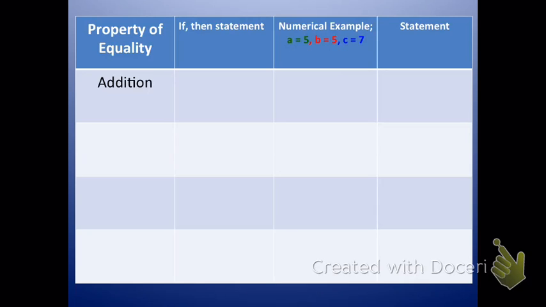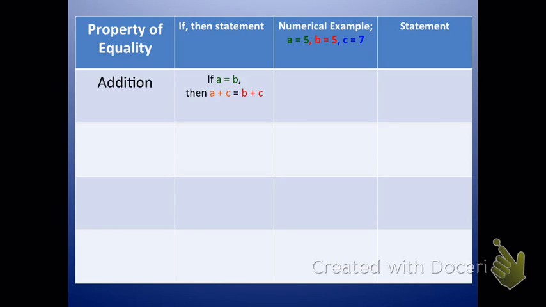So, as we're talking about the addition property of equality, properties of equality have to do with solving equations. So you use the properties of equality when you solve equations. Each one has an if-then statement, and then the next column over, we're going to add some numbers in so that you see what it does with numbers, and then I'm going to try and give you a statement that will have all those letters and numbers, and hopefully make a little bit of sense.